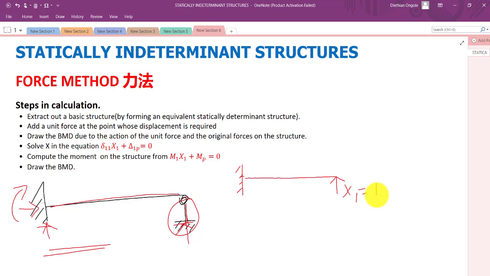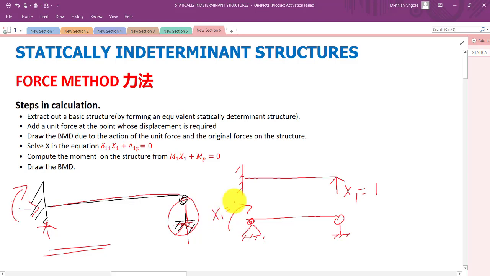Alternatively, another person can do it by releasing the moment at this point, and then the structure is converted into a simply supported beam of this nature. Here we've got this hinge support, and we've removed the moment, isn't it? So what do we do? We add on a unit moment. That now would be our x1, and our x1 is equal to 1. So this structure is similar to this one.